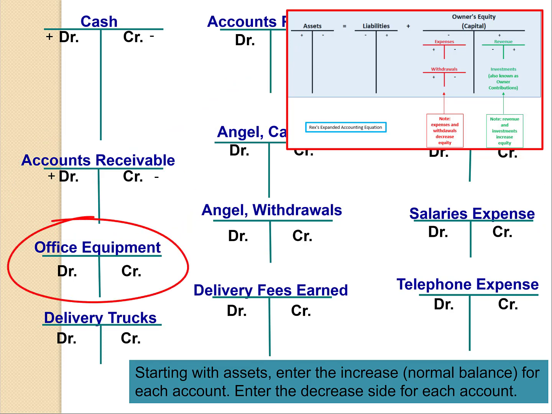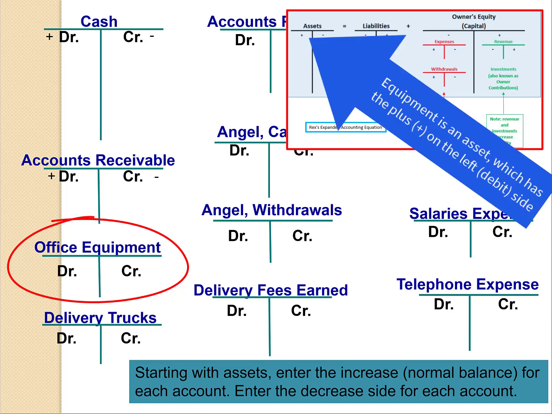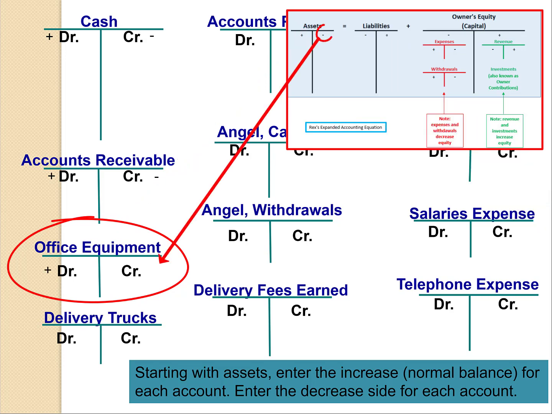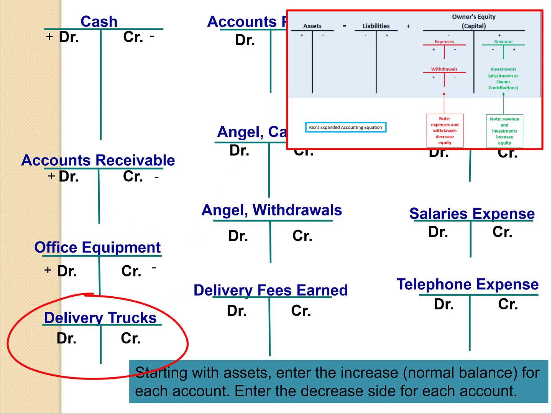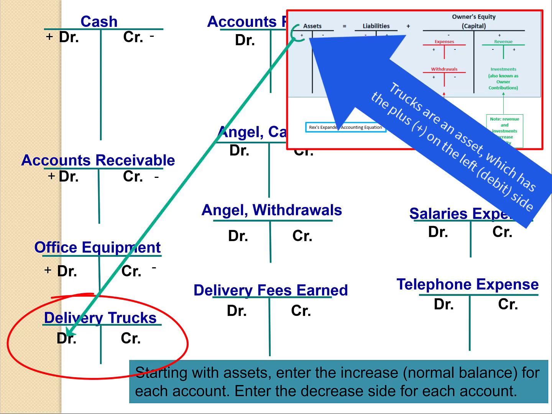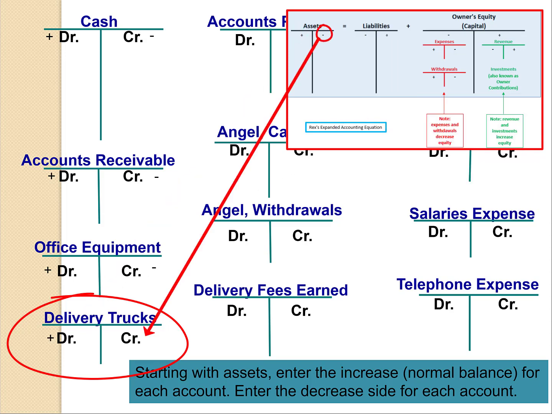Next, let's do office equipment. What type of account is office equipment? It's an asset. Assets have the plus on which side? Are you starting to get the hang of this now? The plus goes on the debit side, which means the minus is on the right side. How about delivery trucks? What type of account is delivery trucks? That's an asset. Therefore, the plus is on the left side and the minus is on the right side.